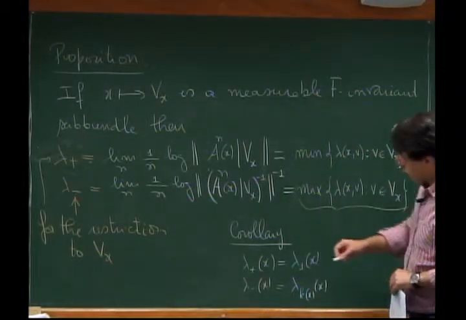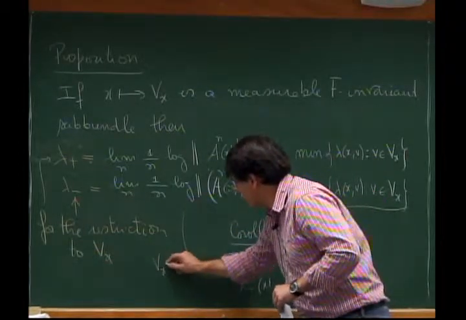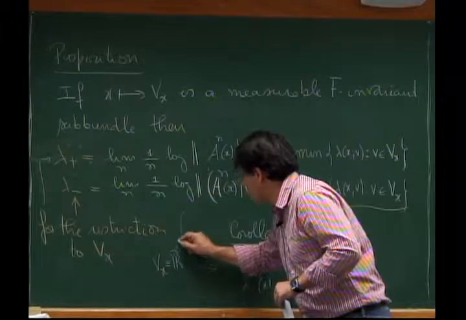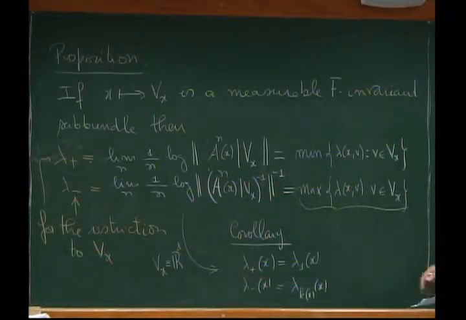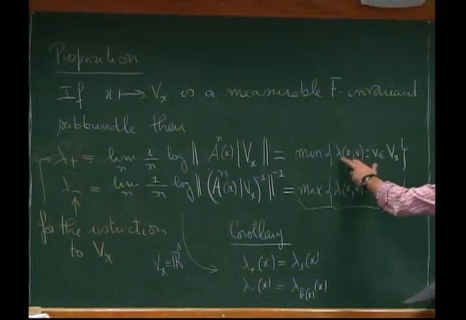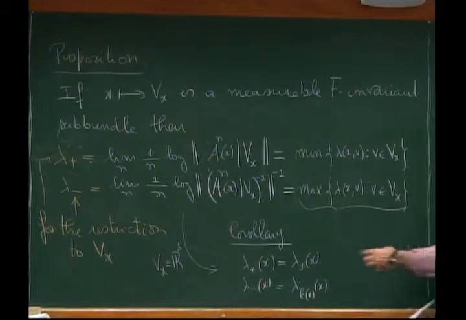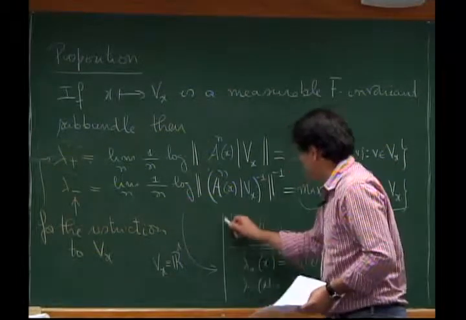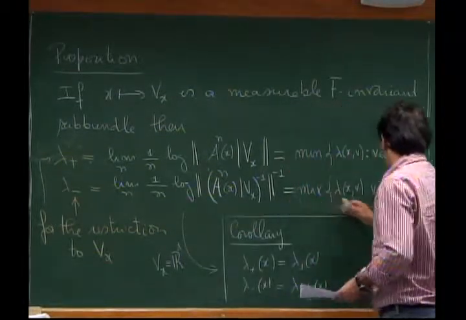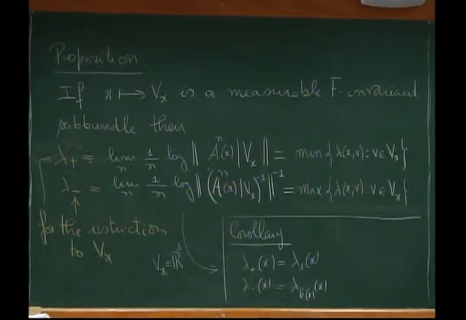Why is this a corollary? Just take Vx to be the whole space. Then I don't have this restriction here, and the minimum is over all vectors, the maximum is over all vectors, and that's precisely what lambda 1 and lambda k are. This is more than a corollary, it's a special case of the statement, where the subbundle is the whole R^d.